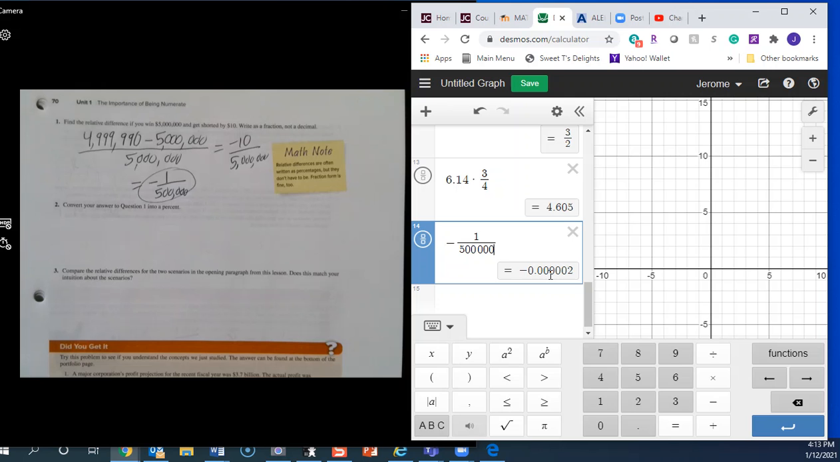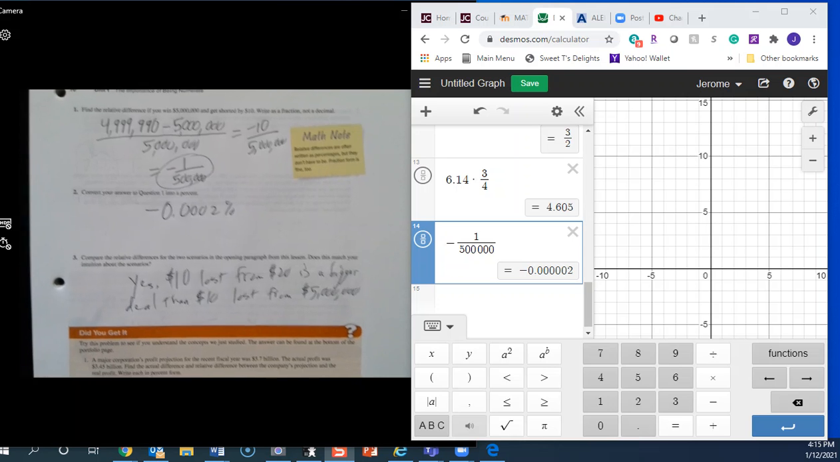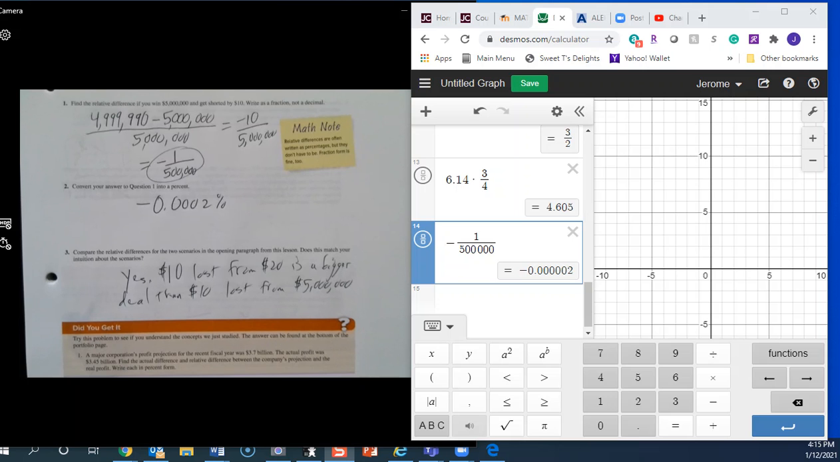I think the screen froze on the worksheet. Oh, it froze. All right, let me see if it'll change up if I do this. Oh, no, it's not. All right, let me pause. Okay, class, we had a little technical difficulty. The screen froze, but basically, this is what we had.